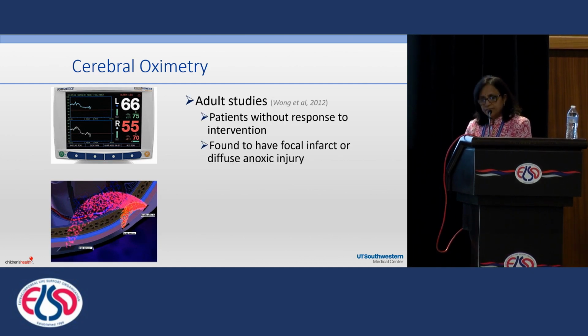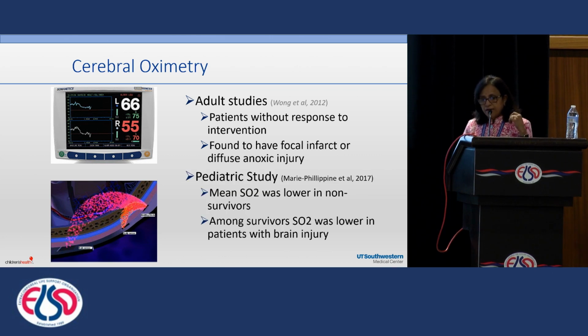This was an adult study where they looked at the cerebral NIRS, and if the NIRS came down or if there was a rapid change, they did some interventions like increasing the flows, giving PRBCs, and if there was still no change, then they took them down for CT imaging and found that these patients had infarcts. And this is a pediatric study where they showed that the mean SO2 was lower in the non-survivors, and among survivors, the lower SO2 was associated with poor neurological outcomes.